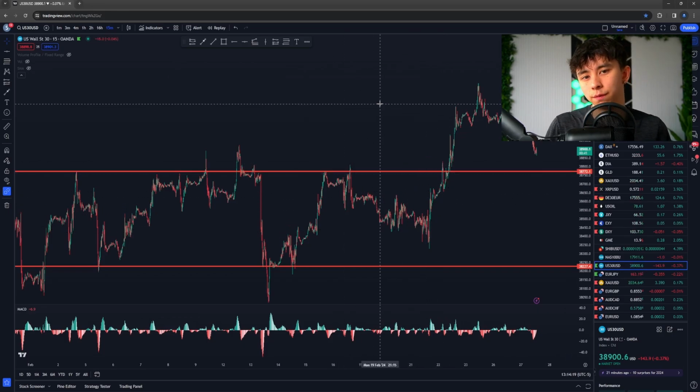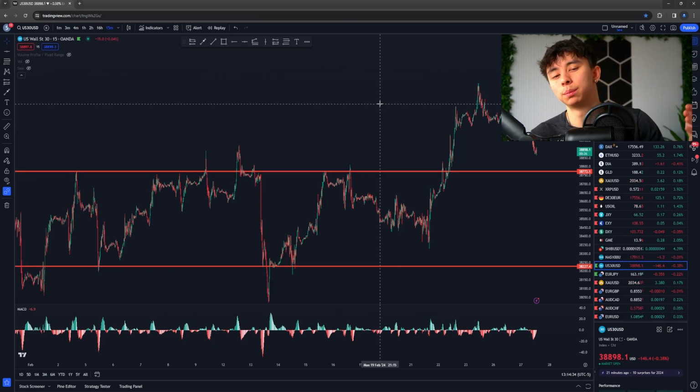So as you can see, it's very important to place your resistance and support lines where there was higher volume on the MACD, because that will show you the most impactful and collective common areas where people are going to see their support and resistance and take their buys and their sells.